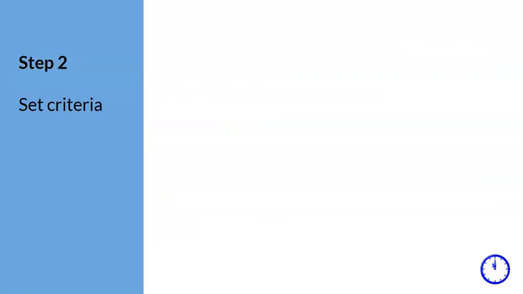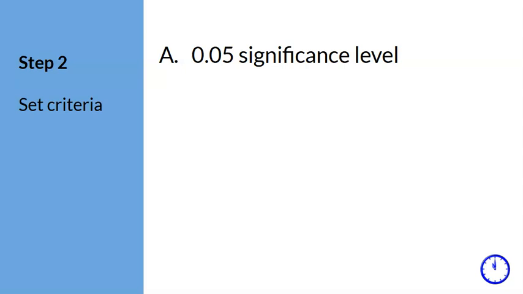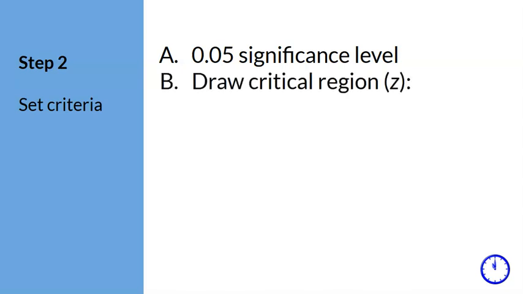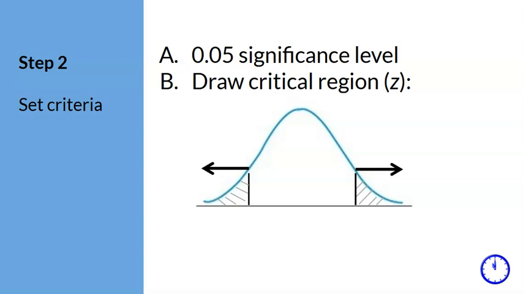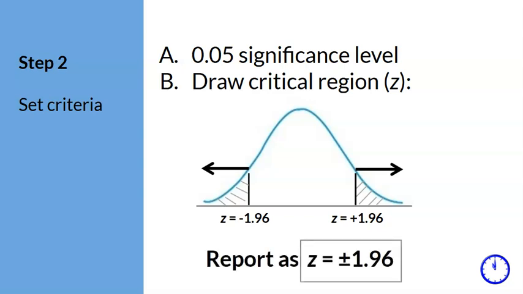Step 2. As the researcher, we get to decide the significance level, and the preferred one is 0.05 significance level. Since we don't know if the blueberry supplement is going to increase or decrease cognitive functioning, we need to draw a critical region for both tails, above and below the mean. The corresponding z-scores for a 0.05 significance level is two tails z equals plus or minus 1.96. The box indicates the final answer that I will be looking for on problem sets and exams.